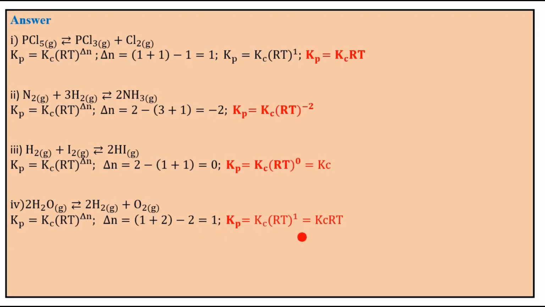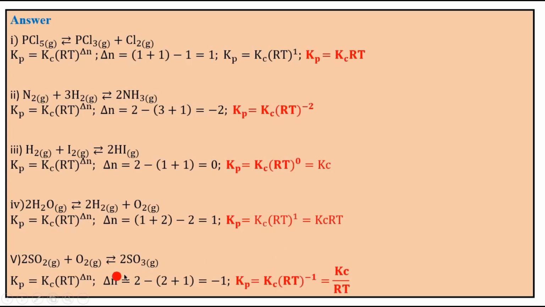The last one is this one, and it is also the change in number of moles: you have 2 minus 3 minus 2 plus 1, then you have -1. Here we have Kp is equal to Kc (RT) to the power -1, which is equal to Kc over RT. So we are reversing this one. They were asking for the expression, and now we have the expression for the relationship between Kp and Kc.